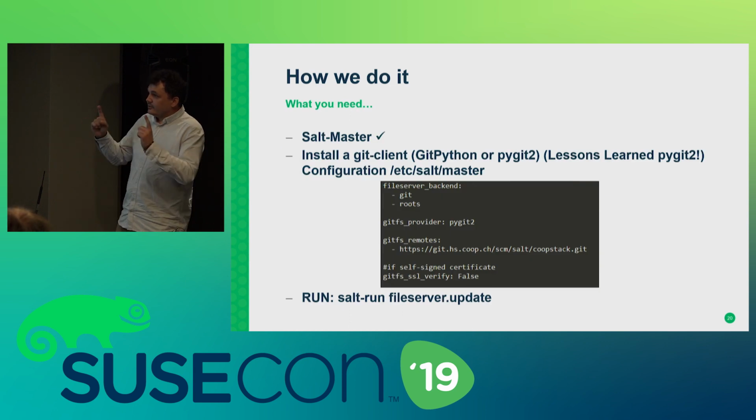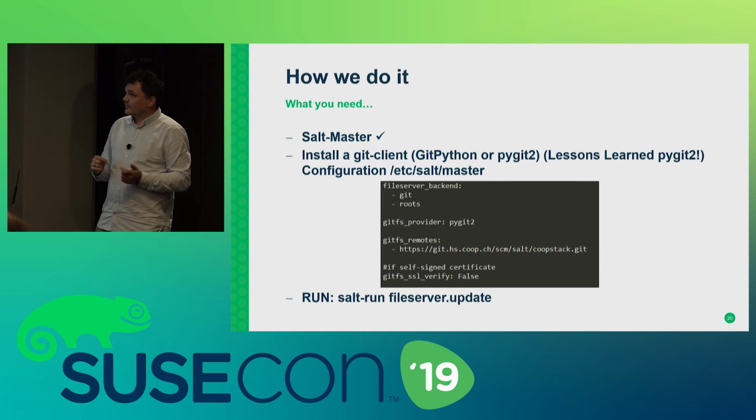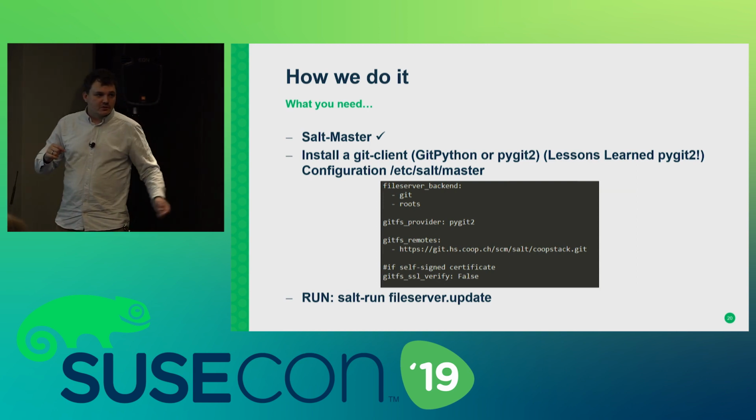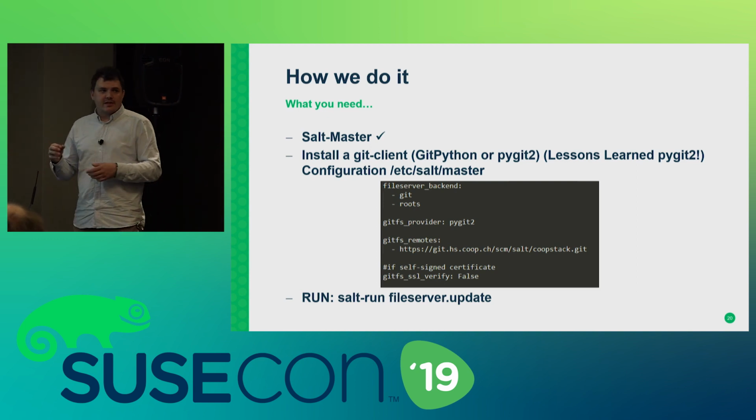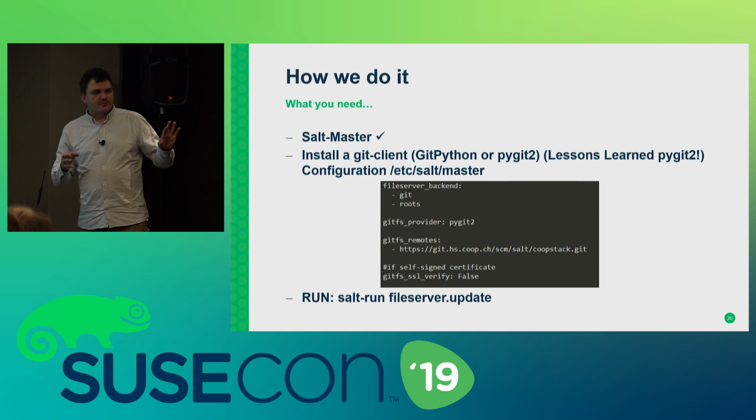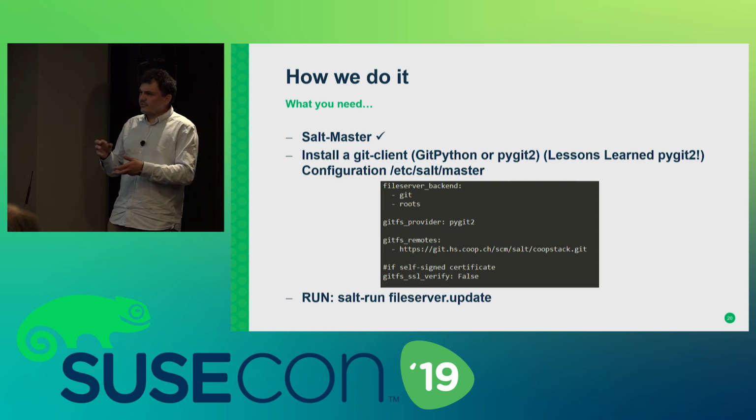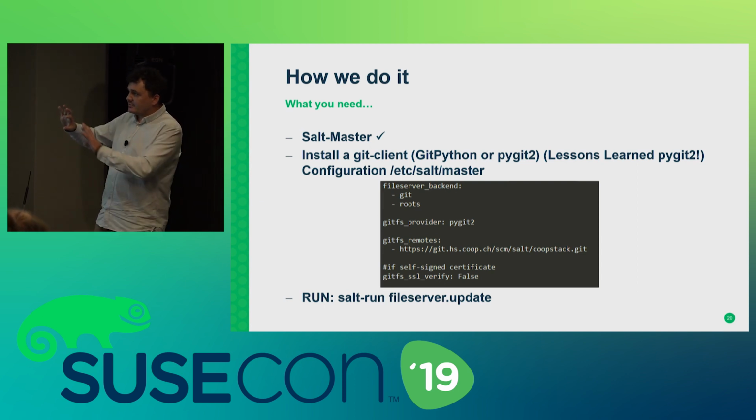What do you need? You need a Salt Master. If you have SUSE Manager 3, as I said, you already have that. You need to install a Git client on that SUSE Manager. We started off with GitPython, and we found out that it's not so good. We started having problems with GitPython, and we switched to Pygit. I think it's already, correct me if I'm wrong, coming with the installation of SUSE Manager 3 anyways now. I'm not quite sure about that, but it's easy to install.